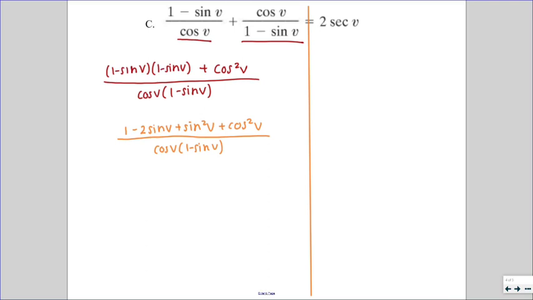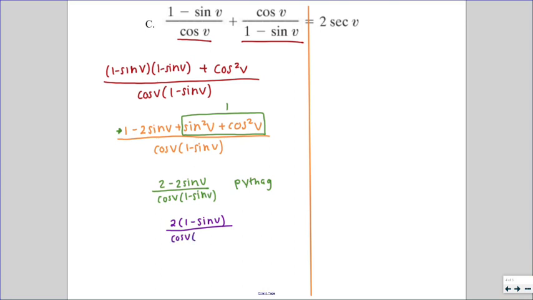Alright, now is where we can start using our trig identities. I see a sine squared plus a cosine squared, and that is always just 1 from the Pythagorean. So my next line, the numerator is going to become this one here plus another one. So we have 2 minus 2 sine v over cosine v times 1 minus sine v, and that comes from the Pythagorean identity that we just used. And then in our numerator, I have a common factor that I can pull out here. That 2 is in both of the terms. That's just a math step.